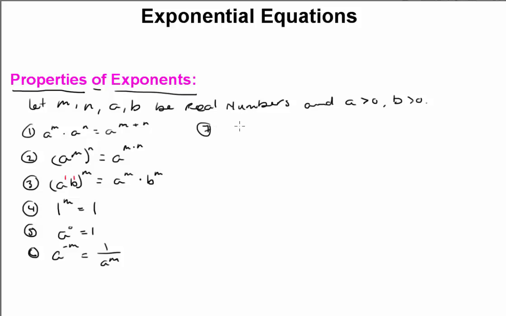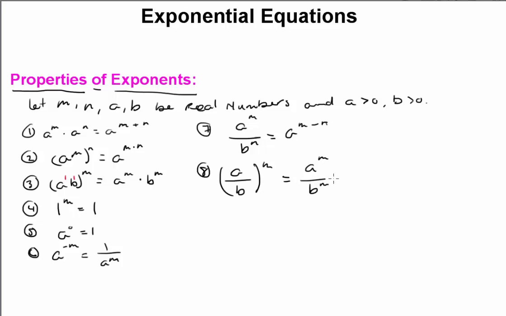Number 7, a to the m over a to the n is equal to a to the m minus n. So you are subtracting the exponents. Number 8, a over b to the m. This one really corresponds with number 3. It's a very similar property. This will result in a to the m over b to the m.